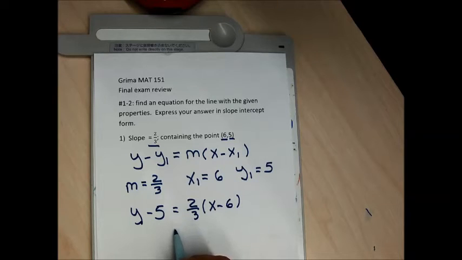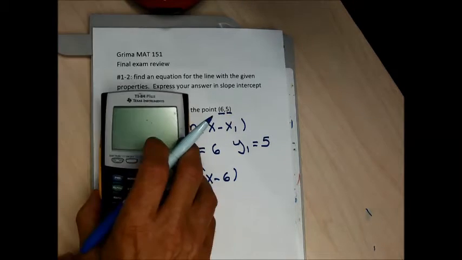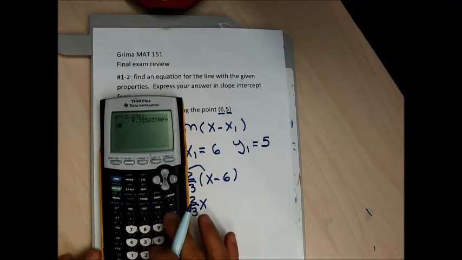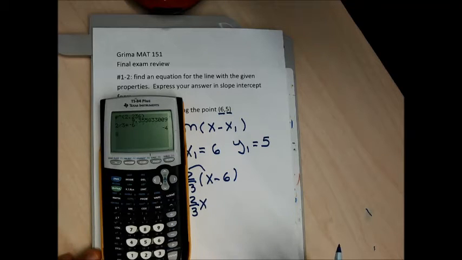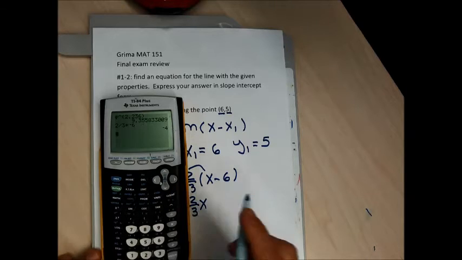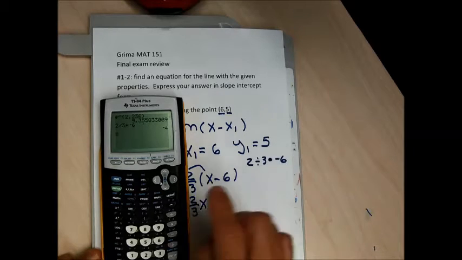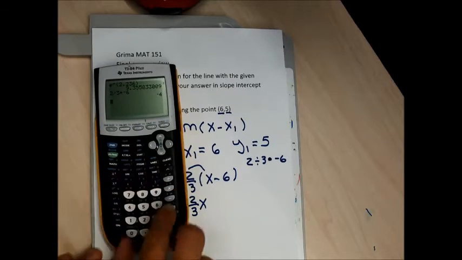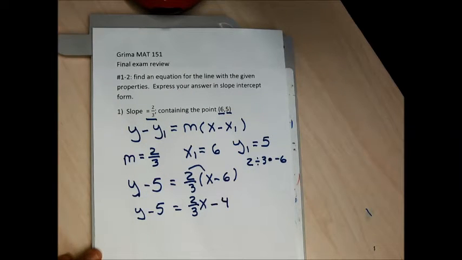I'm going to clear the parentheses on the right-hand side. I'll multiply 2/3 times x and get 2/3 x. And then I'm going to multiply 2/3 times minus 6. I certainly can do that, but my calculator tells me that's minus 4. So if you can't do the fraction quickly in your head, just enter it like that. I entered 2 divided by 3 times negative 6, using the negative in the bottom row of my calculator, in parentheses. So this multiplication gives me 2/3 x minus 4.